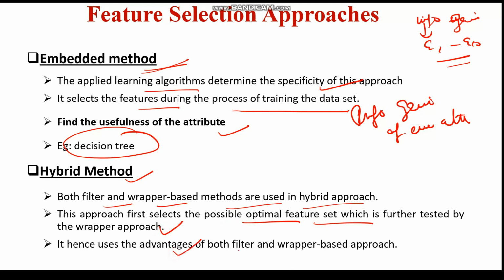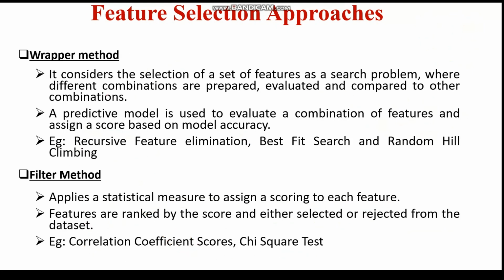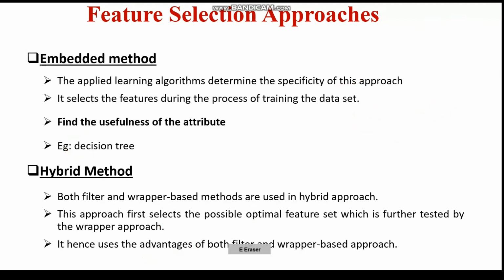It hence uses the advantages of both filter and wrapper approach. So let's have a quick review of all this. In case of wrapper method, we take the random combinations and pick the best combination of the attribute. And in case of filter method, we go with the correlation coefficients, that is, what is the correlation between x and y, that is dependent and independent variables. So we pick those variables that are having good correlation.